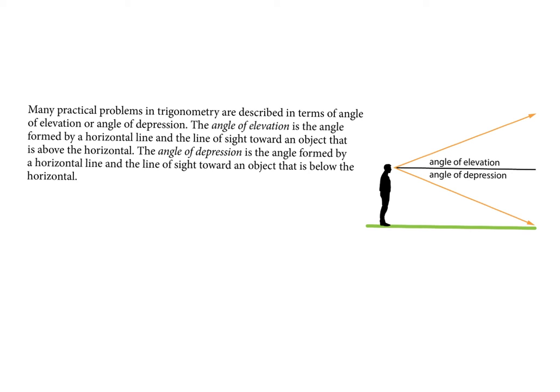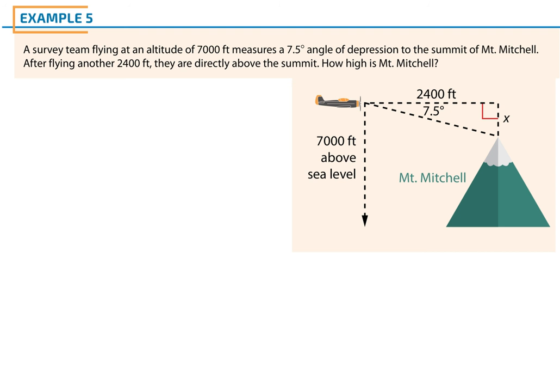All right? So let's look at the first example. Page 585, example 5. A survey team flying an altitude of 7,000 feet measures a 7.5 degree angle of depression to the summit of Mount Mitchell. After flying another 2,400 feet, they are directly above the summit. How high is Mount Mitchell?